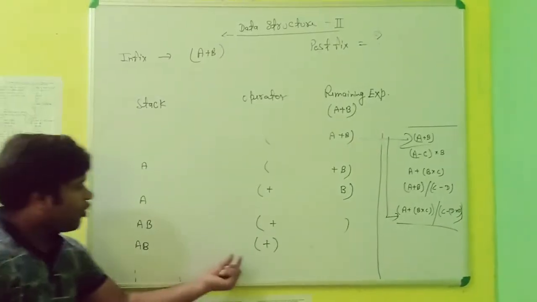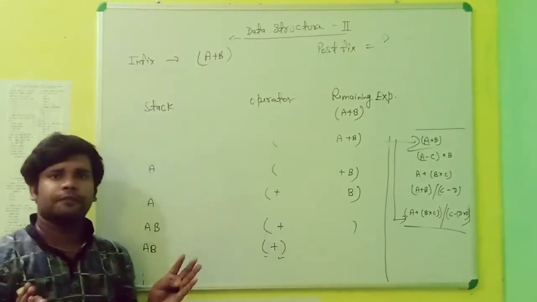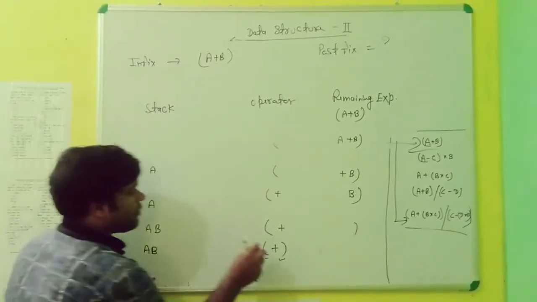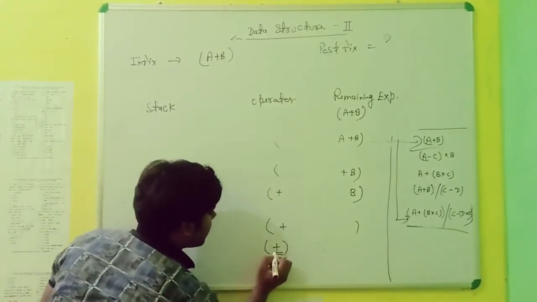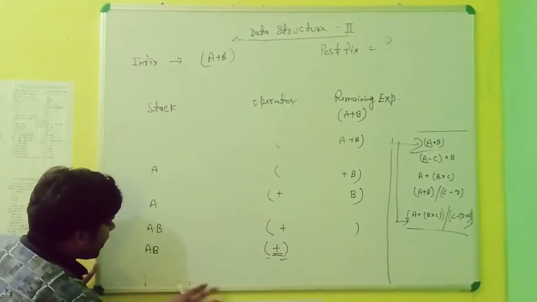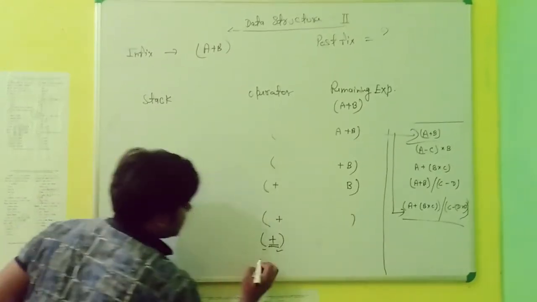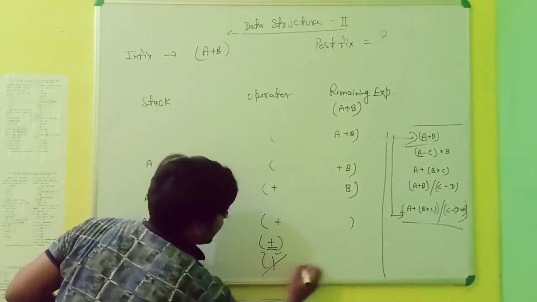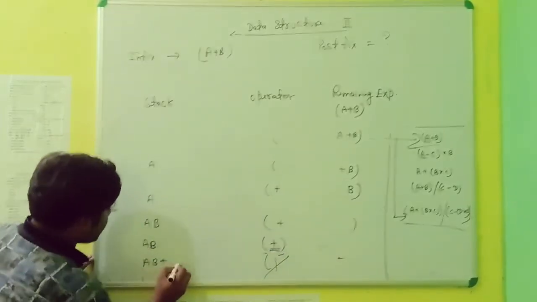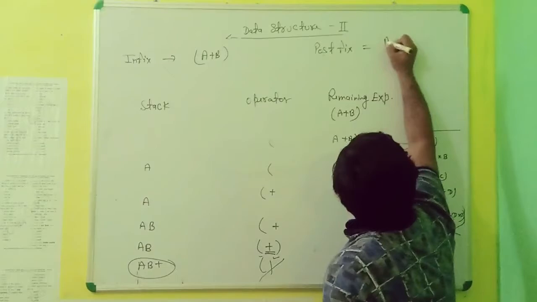When the opening and closing brackets come together, then the symbol in between will come to the stack. That means, what is the final result that you get? That is a, b, plus, and here it will be cancelled, and now it is empty. So what is your answer? Your answer is now a, b, plus.